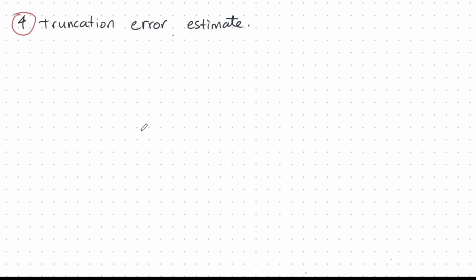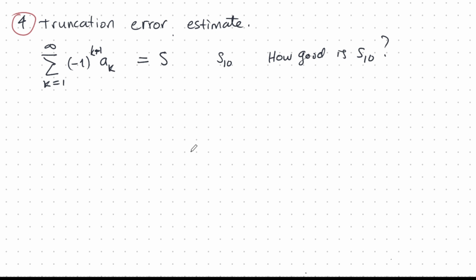And now for a really elegant result, we have this truncation error estimate for alternating series. Suppose you have this alternating series and it has a sum, it has a limit, and the limit is S. So how good is the following partial sum, let's say S10, as an estimate for S? Well, we can actually get an answer to that question.